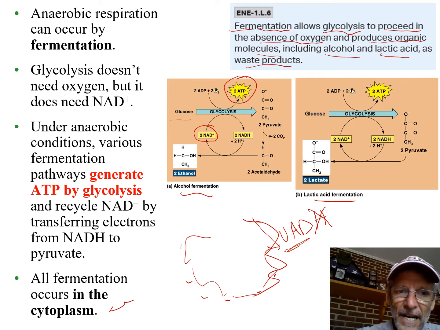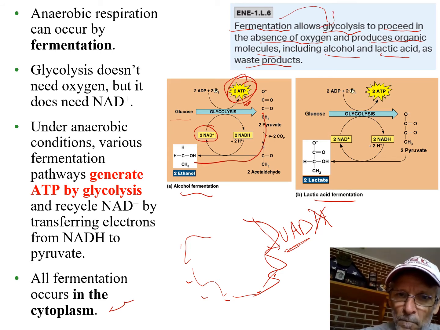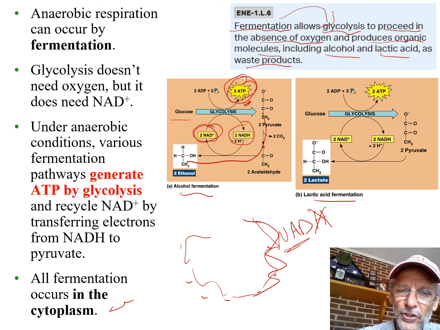What fermentation doesn't produce is ATP. Glycolysis produces ATP, but fermentation allows it to keep happening because fermentation regenerates NAD from NADH. So that lets the glycolysis keep happening.